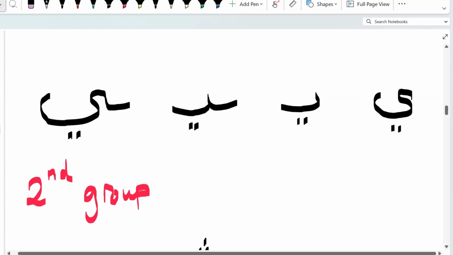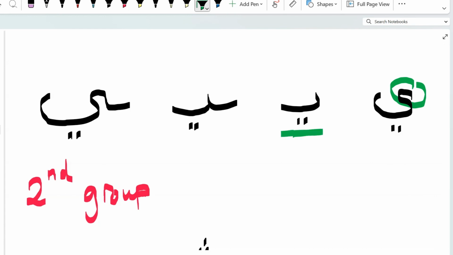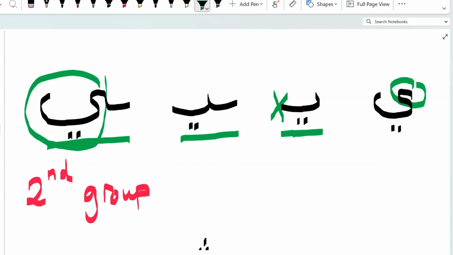For the ya, you're getting rid of the head as well. So it looks like a plate now, and you cut off the end to attach it to the letter after it. And this is in the middle of the word, this is the end of the word. It goes back to its original shape, just add this connection.